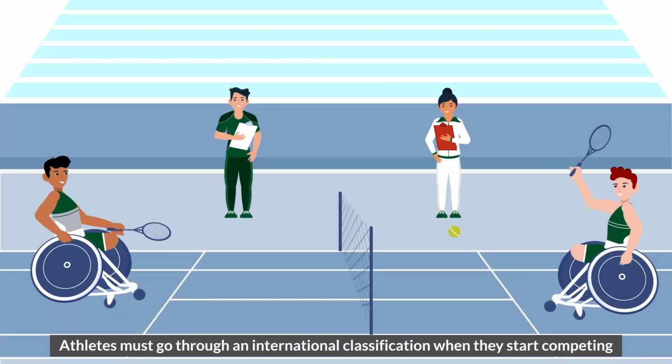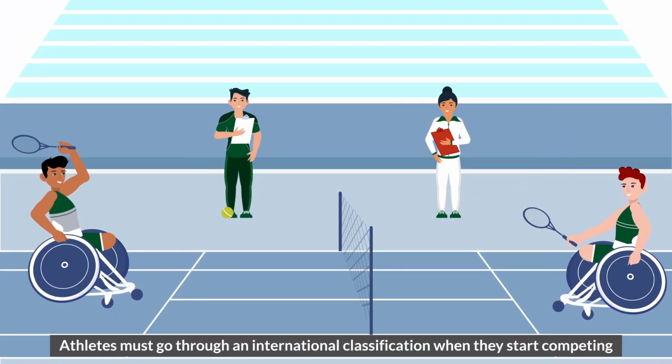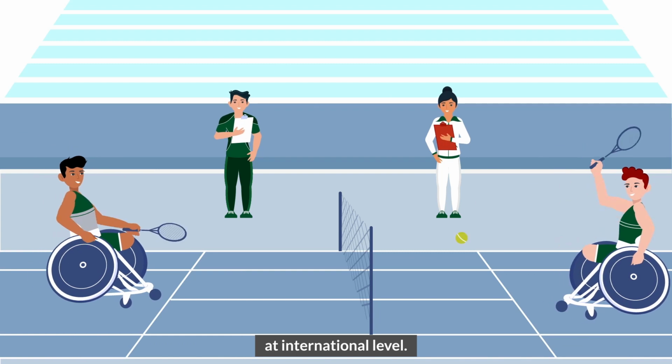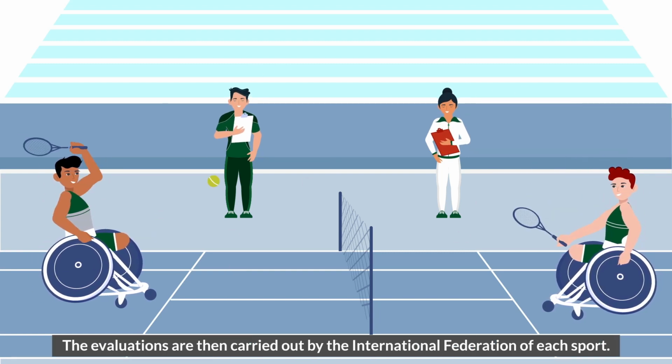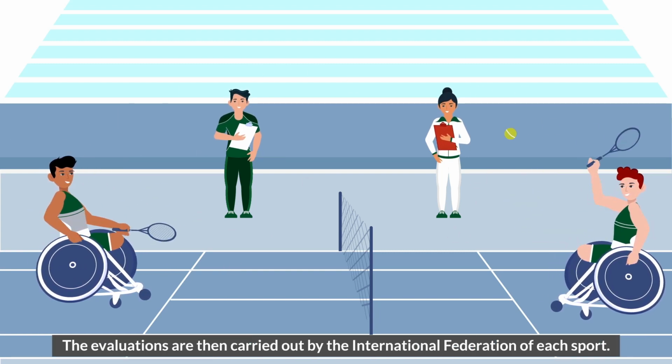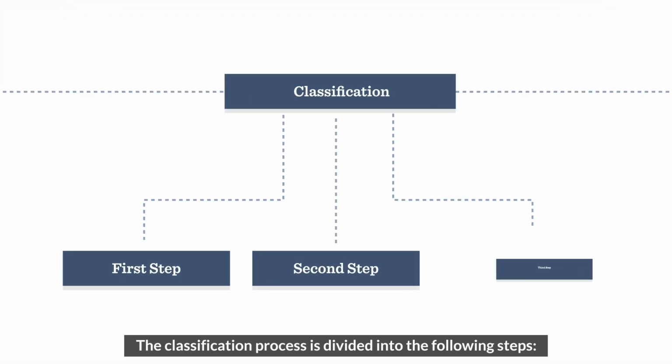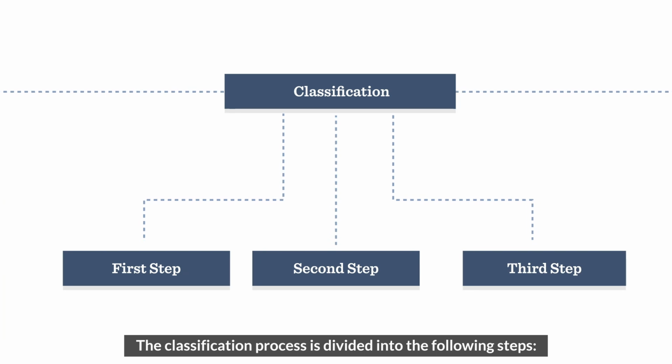Athletes must go through an international classification when they start competing at international level. The evaluations are then carried out by the International Federation of each sport. The classification process is divided into the following steps.